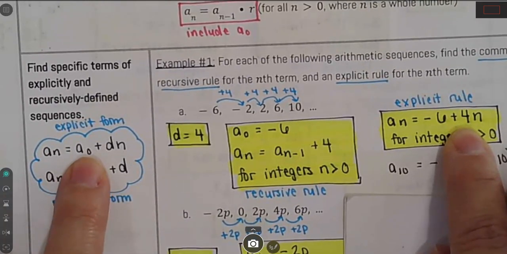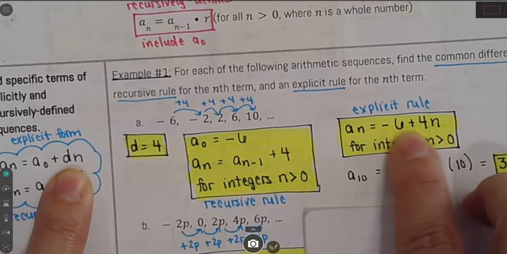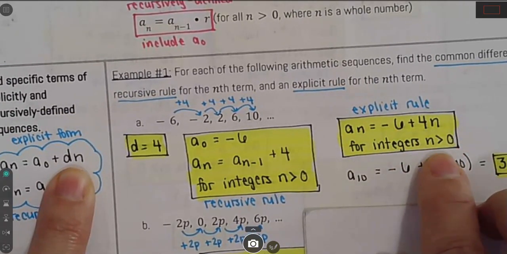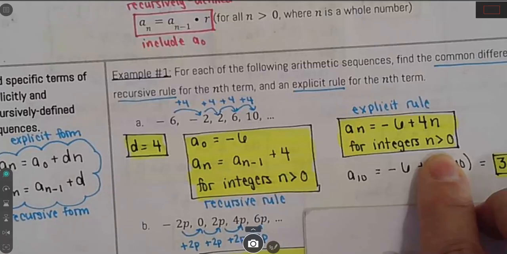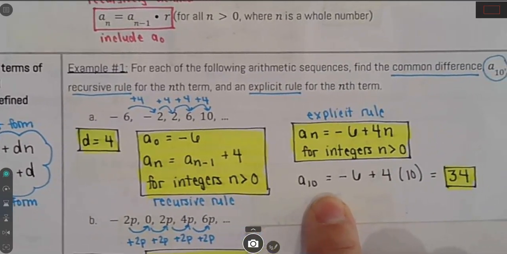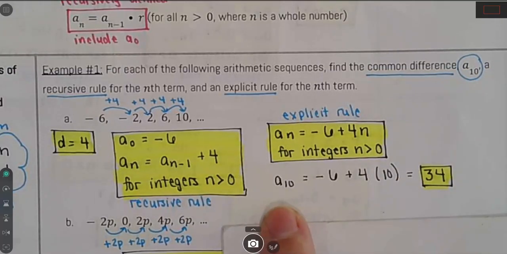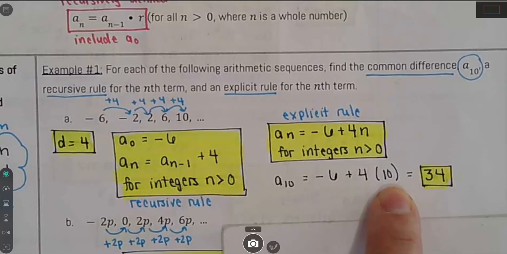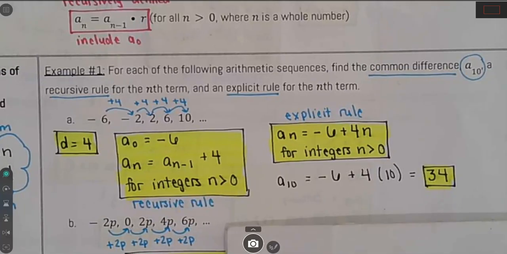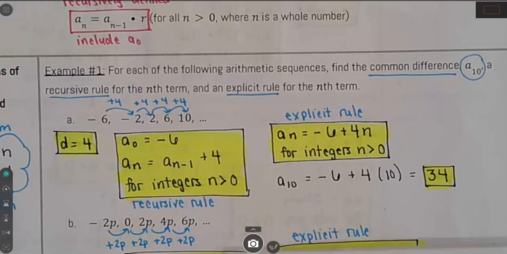This one, I'm following this here. So the initial term plus d times n. So -6 plus 4n, and this is for integers n greater than 0, or you can say n's a whole number. So then it says use this to find a sub 10. So basically that means you're going to plug in 10 for n. When you do that, you get 34. So the 10th term is 34. Or the 11th term, because a0 is the first term.